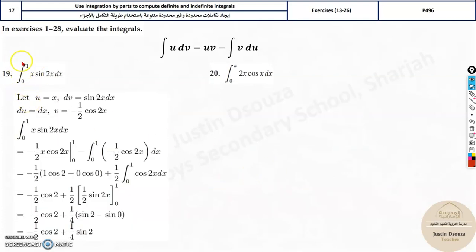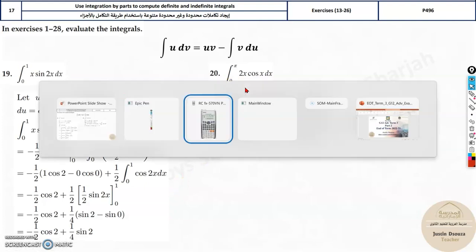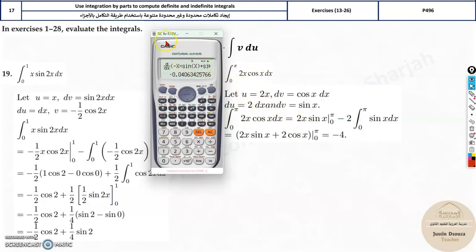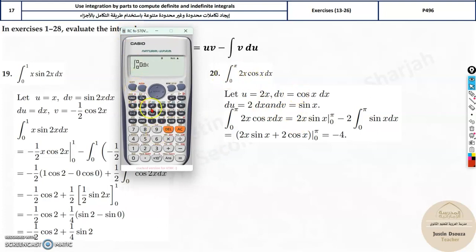Now these are direct integrals. Definite integrals are very simple. All you need to do is put this as it is in the calculator and you will get the answer. Let me do this problem. If you just type this, that is 2x cos x, and you need to press 0 and pi. You will get the answer -4.